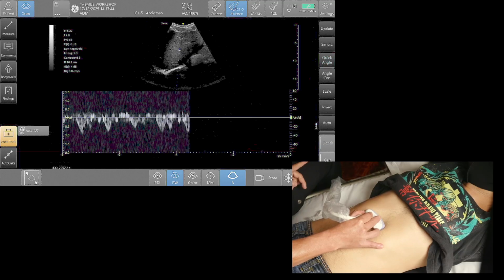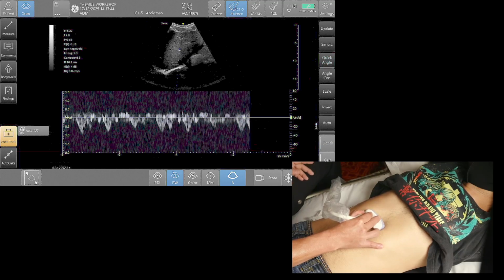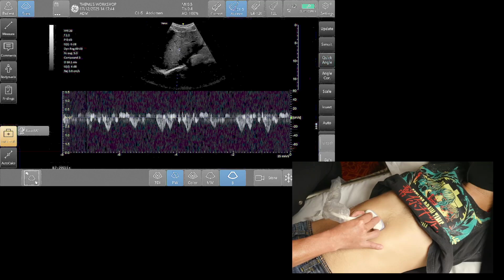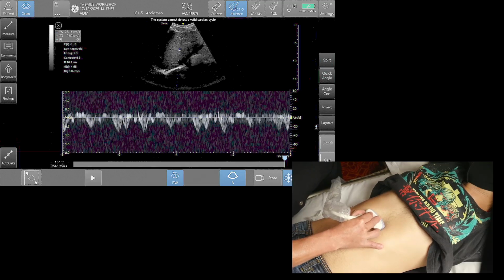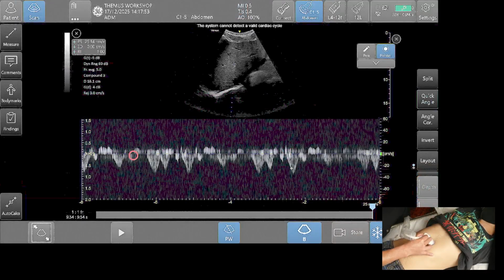We still can see, right, A, S, V, and D. Right here, the point. Okay? Right here, we can see a bigger S and D, and this is A, right? But if you got the ECG tracing, that will be easier to spot, all right?